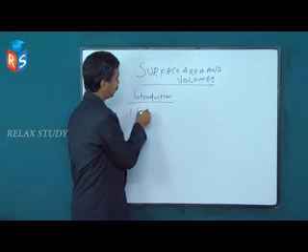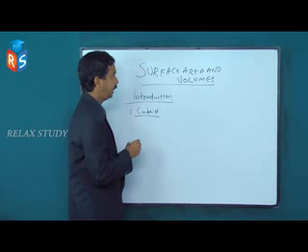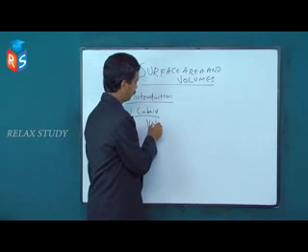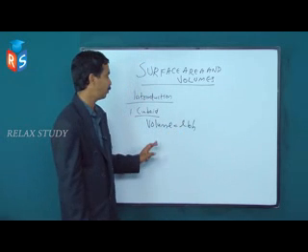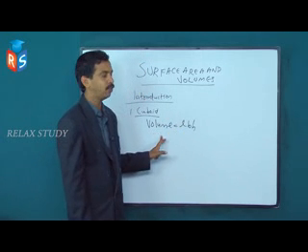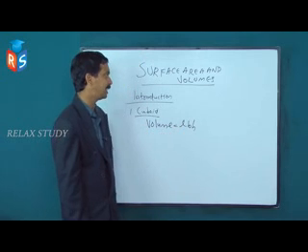First we are taking cuboid. Its volume equals length into breadth into height. Volume of cuboid is length into breadth into height. First we are studying the equations.